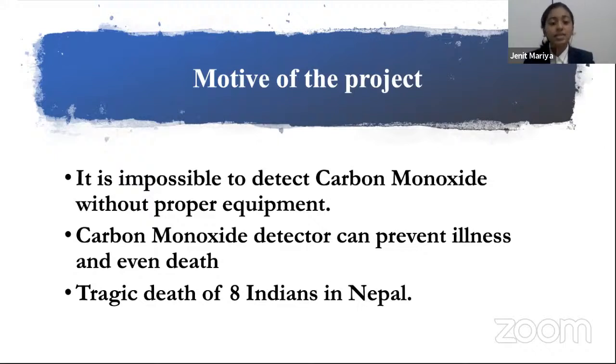The second thing is that a carbon monoxide detector can even prevent illness and death, because carbon monoxide is a toxic gas, and if that is not treated, it can even lead to death. We all know that, right?